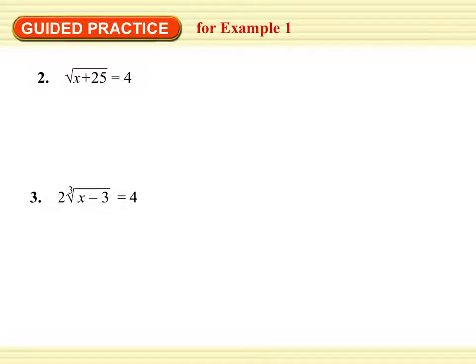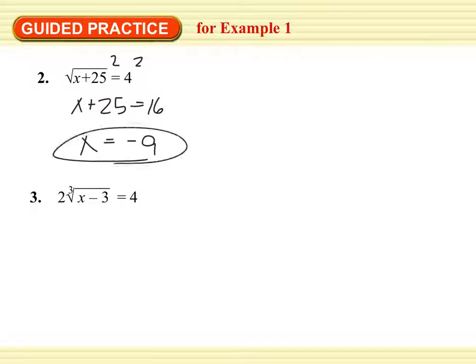Two more. These are already isolated, so I'm going to square both sides. X plus 25 equals 16. I think that is negative 9. X equals negative 9. Okay, let's check this one, make sure, because I forgot to check the last one.